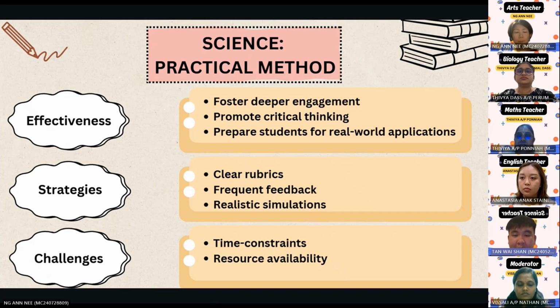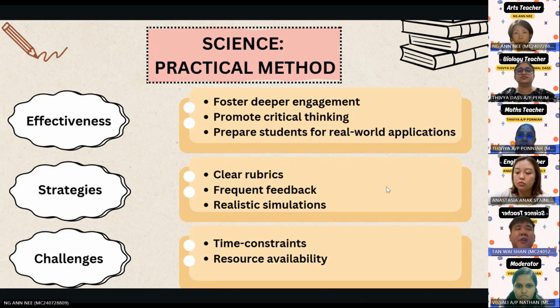In terms of strategy, if we want to use practical methods for assessment, we have to have a clear rubric so that students know how to get the score and improve their grade for accuracy, creativity, problem solving, teamwork, and so on. We also have to give the student accurate feedback so that they know how to improve their way of handling the equipment. And we need to conduct a titration experiment or DNA sequencing to foster the relevant skills.